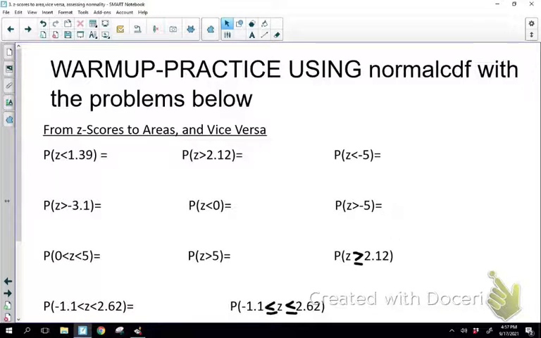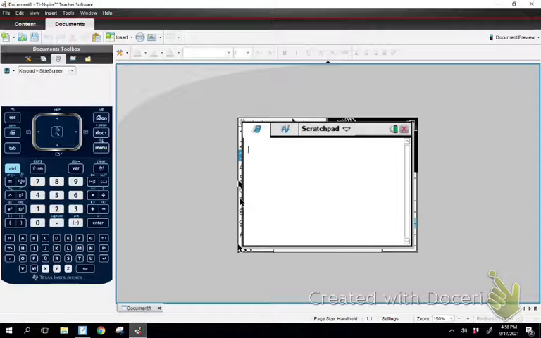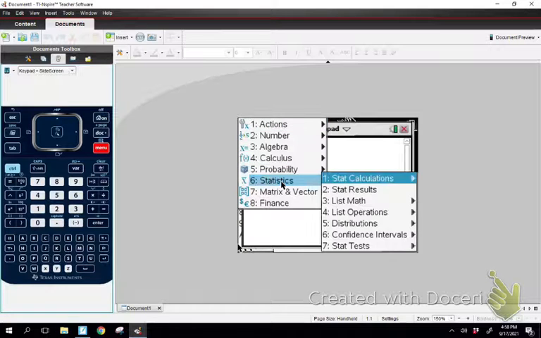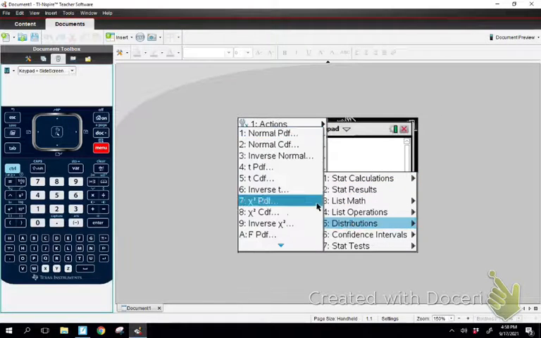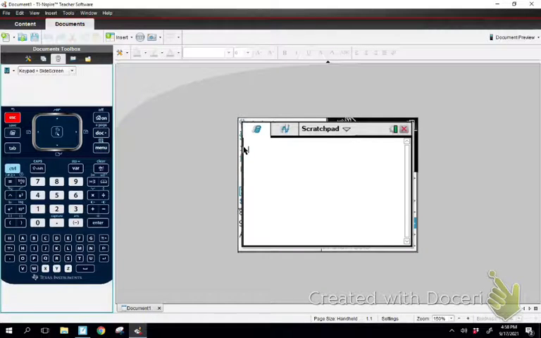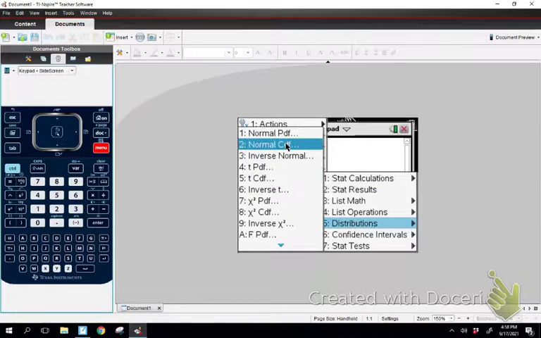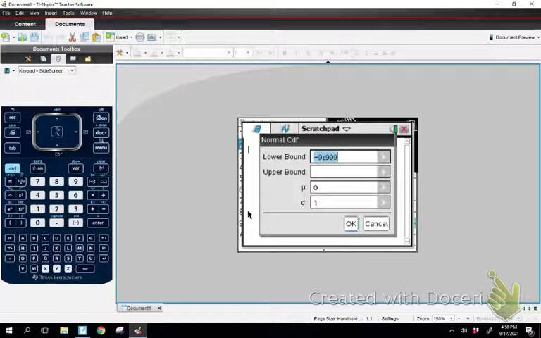So we're using normal CDF on the calculator, and by the way, let me show you where to find that on the calculator. You go to your calculate screen, press menu, stats, distributions, and normal CDF. Let me do that one more time. Menu, stats, distributions, normal CDF. And so I'm going to write down some lower and upper bound numbers, and then you'll be good to go.